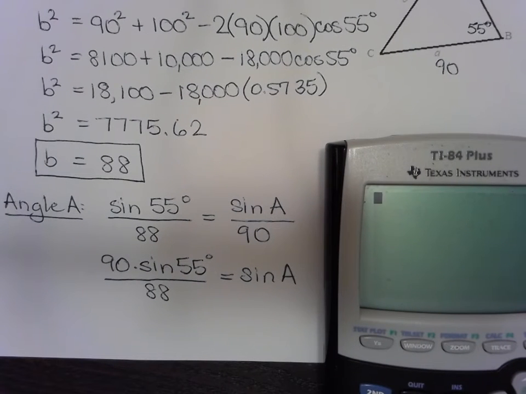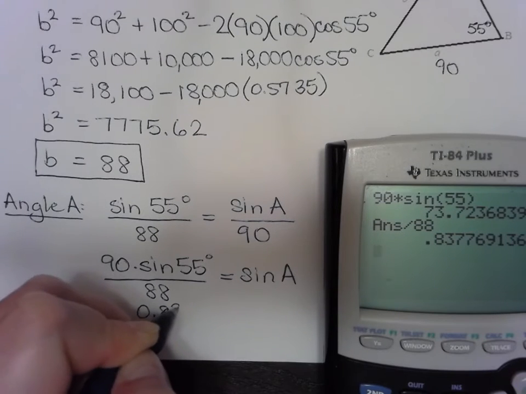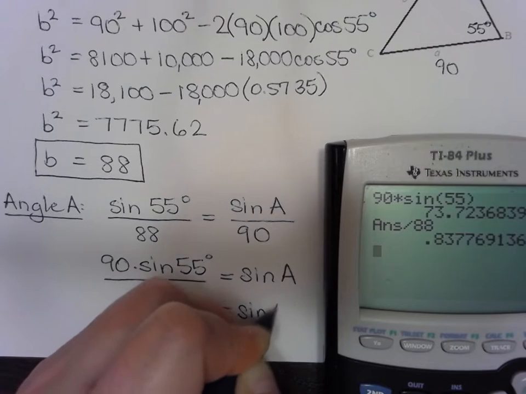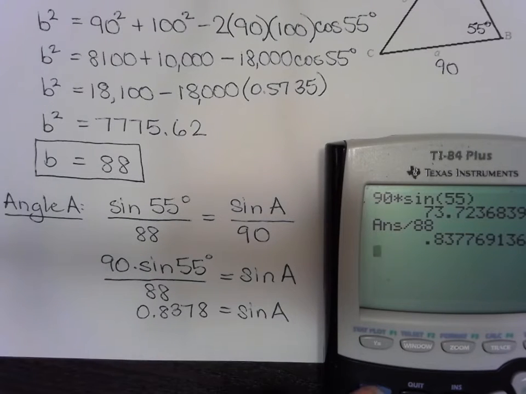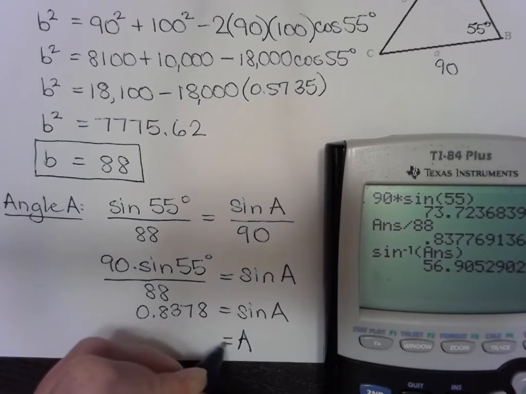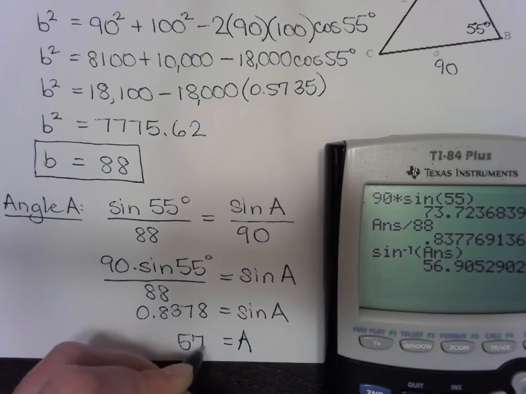So let's put that into our calculator. So I'm going to get 0.8378. So now I'm going to do the sine inverse. Remember, the second negative key will allow you to not have to round. So I got angle A to be, I'm going to round this to 57 degrees.